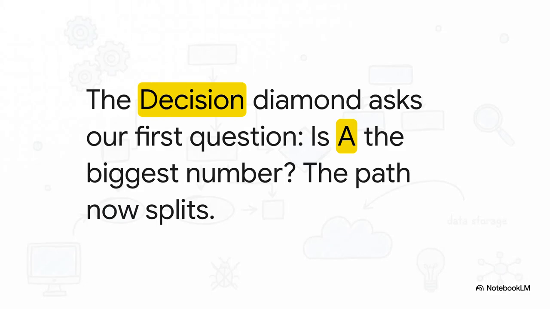And here's where things get interesting. We've hit our first fork in the road. This is where that decision diamond comes into play. It asks a simple question that can only have a yes or no answer, and that forces the logic to split down one of two paths. Our first big question is: is A bigger than both B and C?